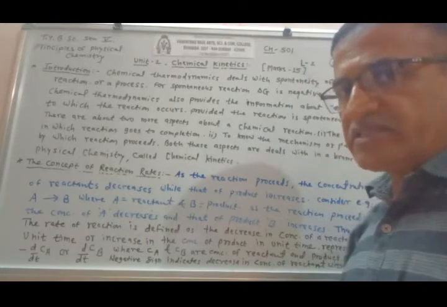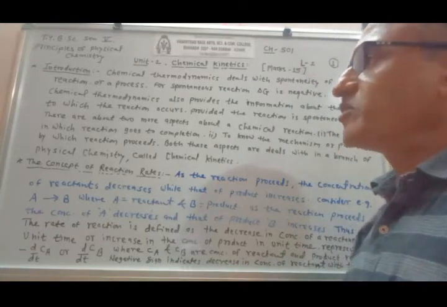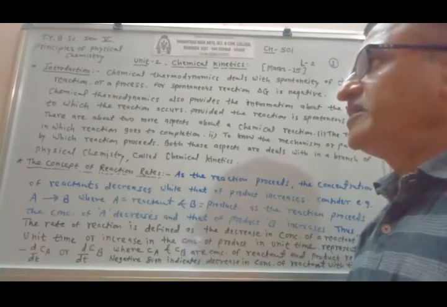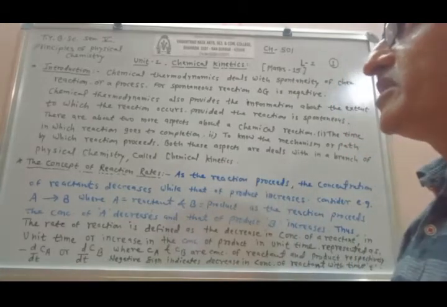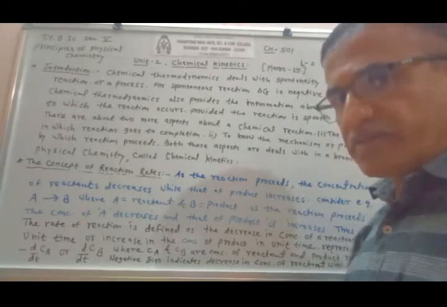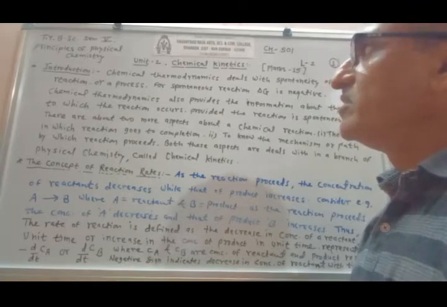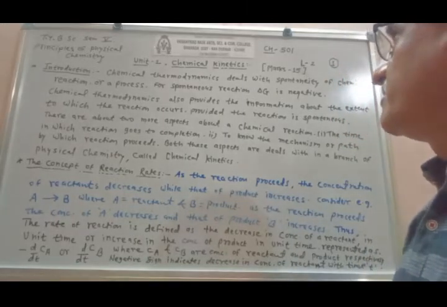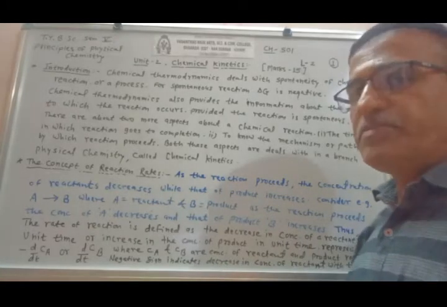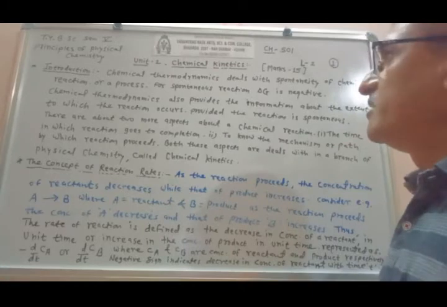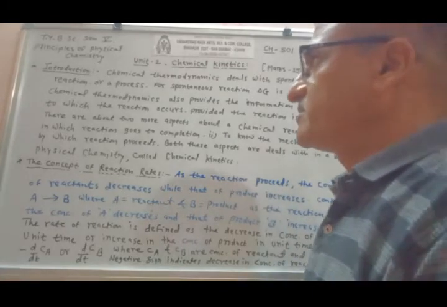In the last lecture we discussed the electrochemical cell, its classification, and the equation we derived for the EMF of the chemical cell with transference. Now this is unit second, chemical kinetics. This unit is for 15 marks in our NMU syllabus.